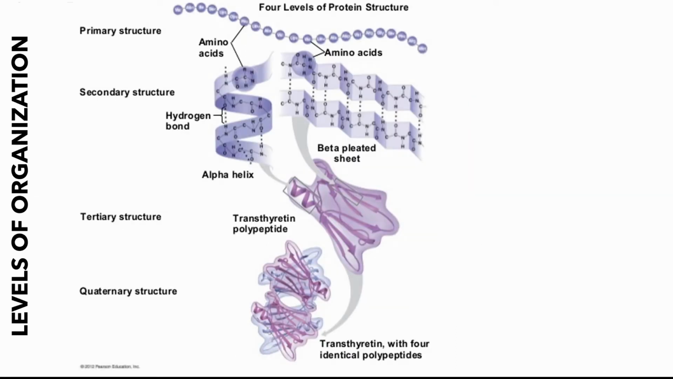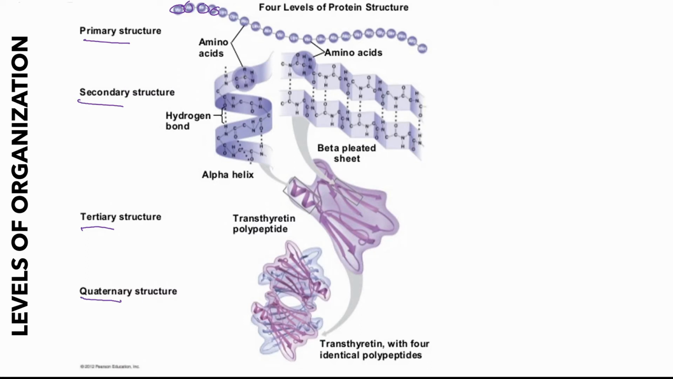This is the levels of organization in protein. It consists of primary structure, secondary structure, tertiary structure, and finally quaternary structure. Primary structure is the linear sequence of amino acids. So you can see that amino acids are binding to one another, joined by peptide bonds. And this sequence of amino acids is determined by the genetic code in DNA molecules that is located in the nucleus.